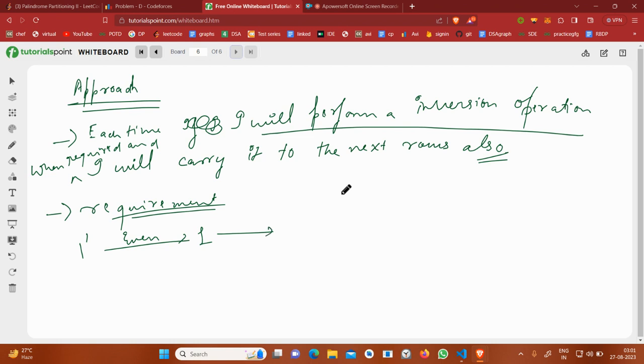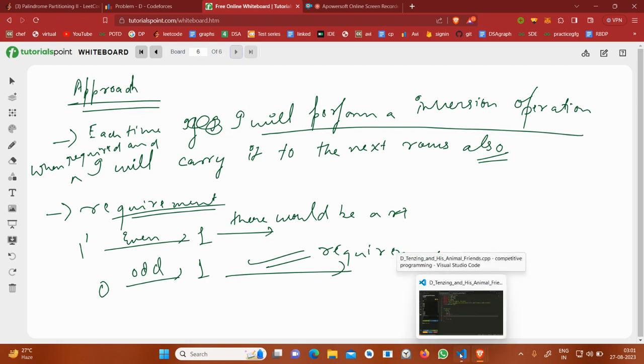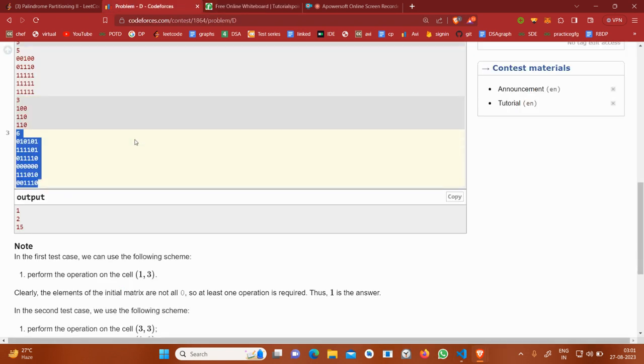So obviously there would be a requirement. Similarly, for the 0, if I have performed an odd number of operations, it would have become 1. So here also there would be a requirement. I hope the approach is clear to you, and once I code it, you would be more clear with the solution.